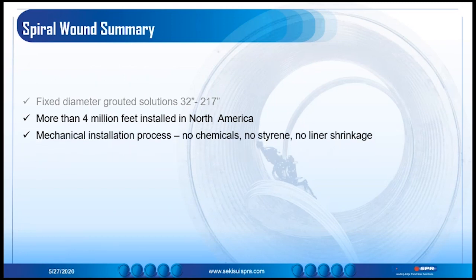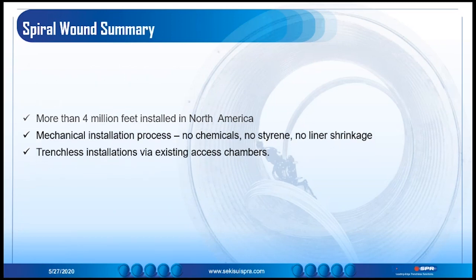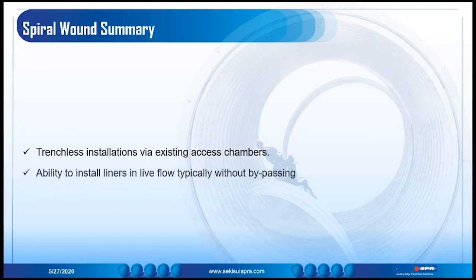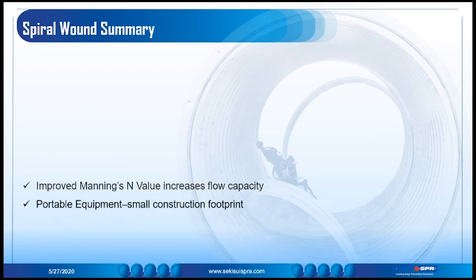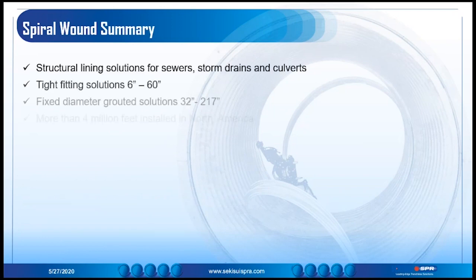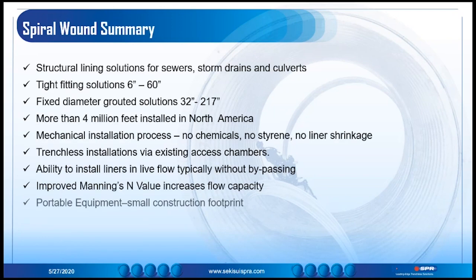As you can see in the summary bullet points on this current slide, spiral wound rehabilitation is a fully structural solution for diameters between 6 inches to over 200 inches. We have over 4 million feet installed in North America. It's a mechanical installation process that is entirely trenchless, and spiral wound rehab is capable of being installed in live flow conditions, typically without bypassing.